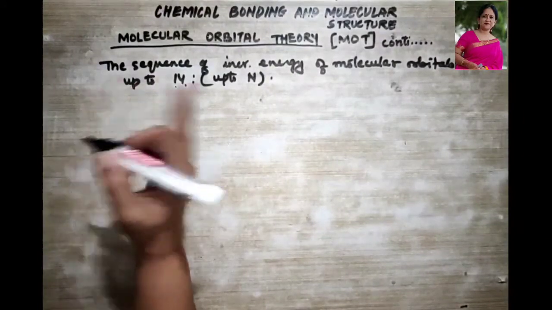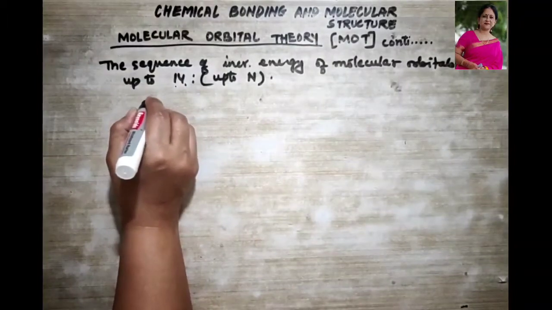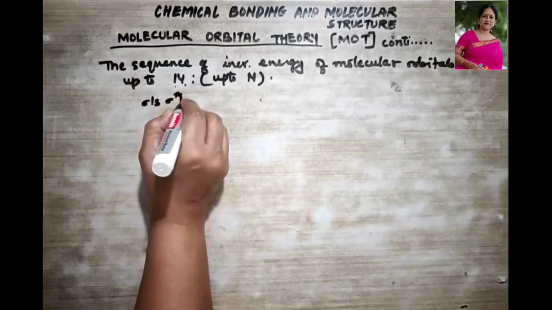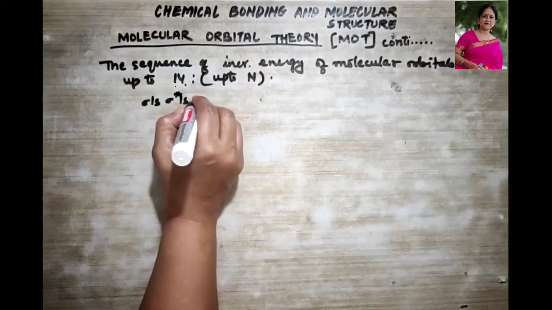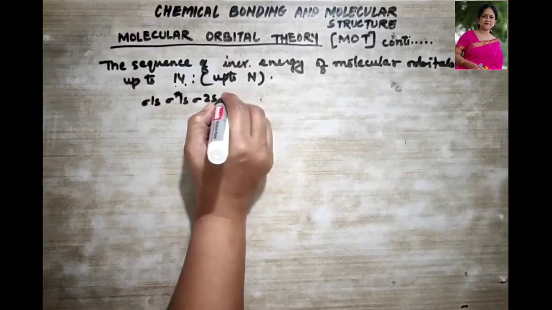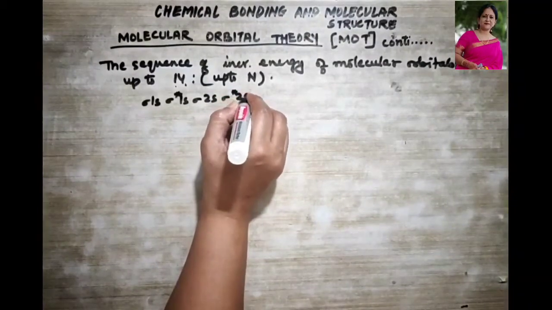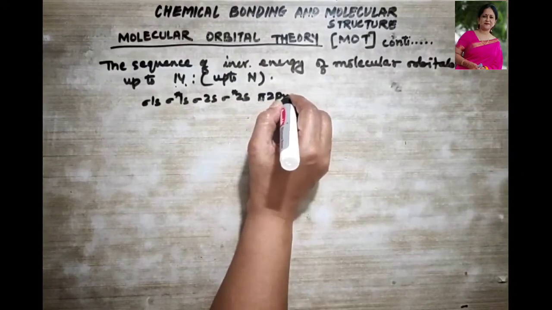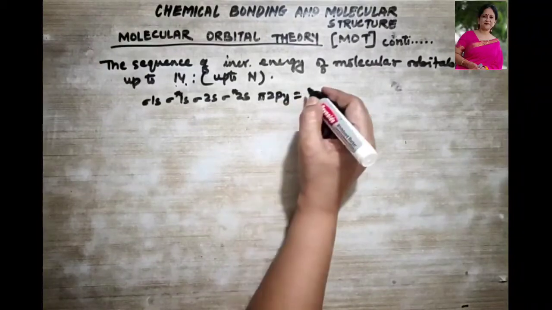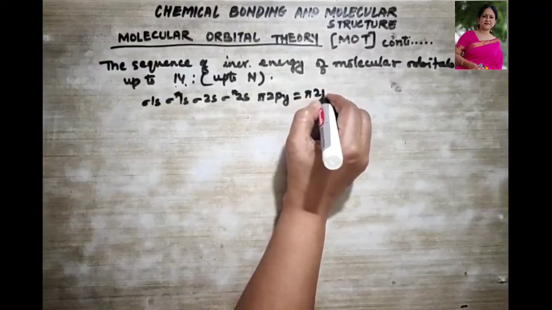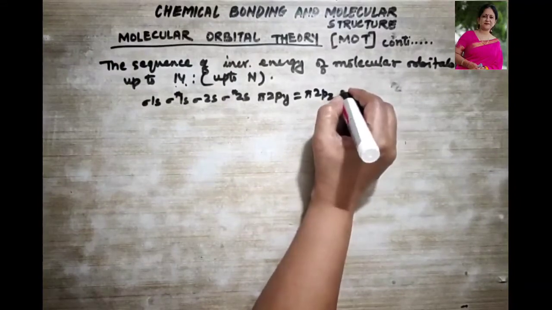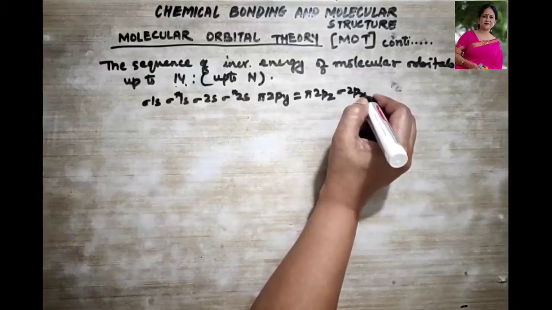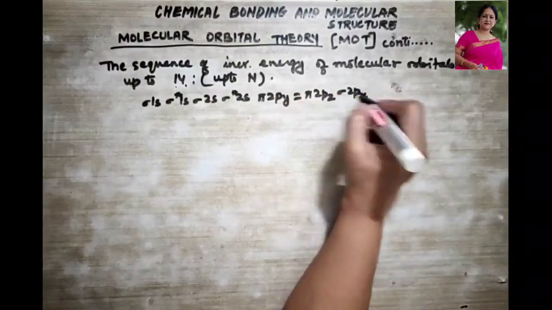First is your bonding and then is your anti-bonding. So bonding 1s, anti-bonding 1s, then bonding 2s, anti-bonding 2s, then pi 2py, whose energy is equal to pi 2pz. Then comes your sigma 2px. Then this was your bonding.